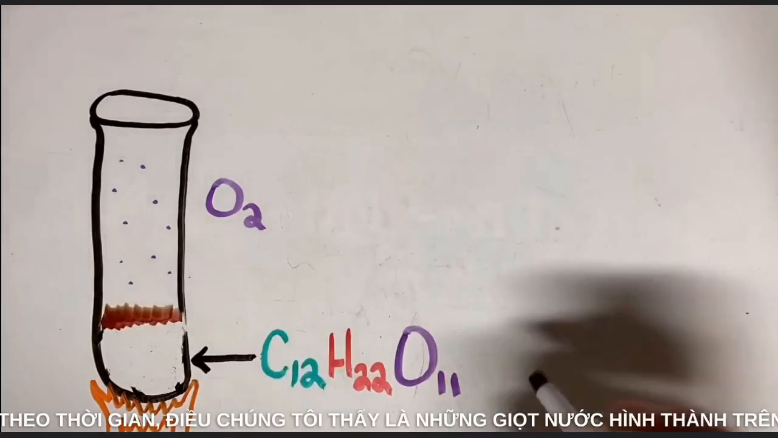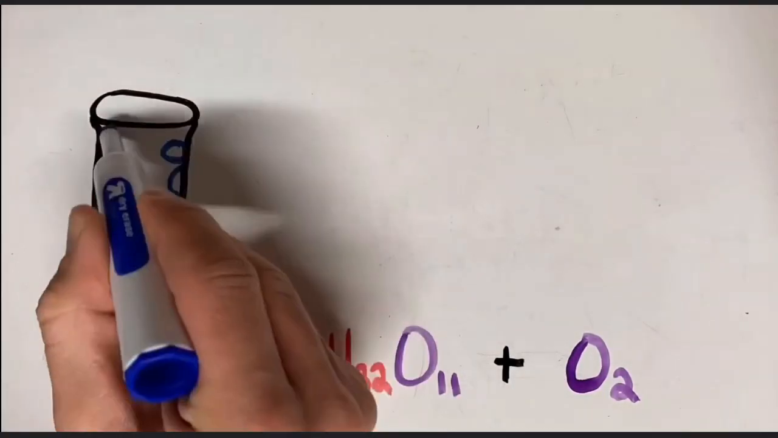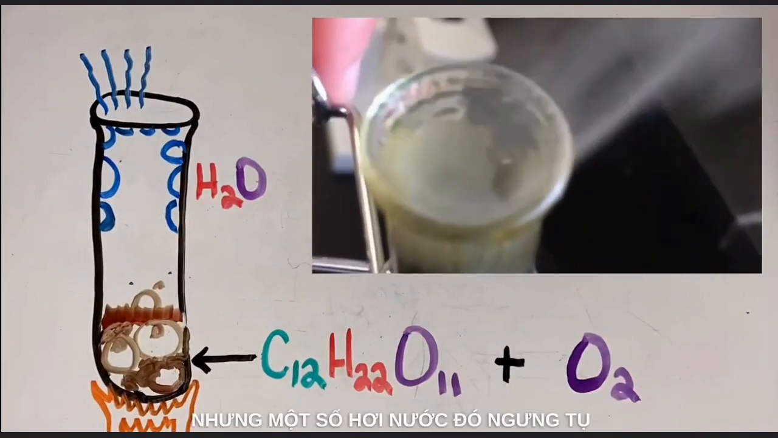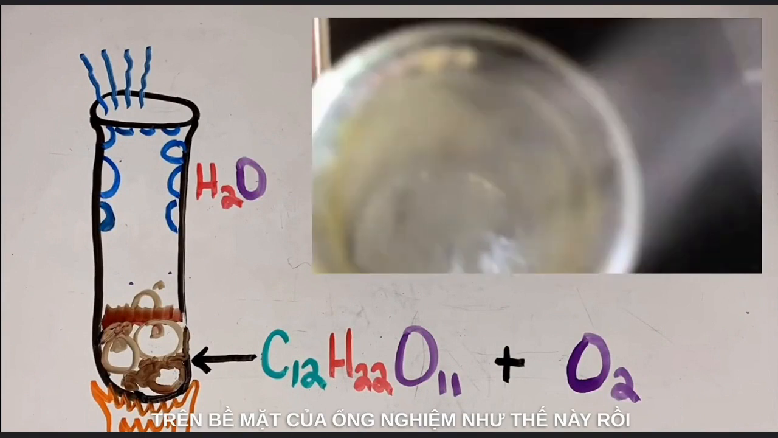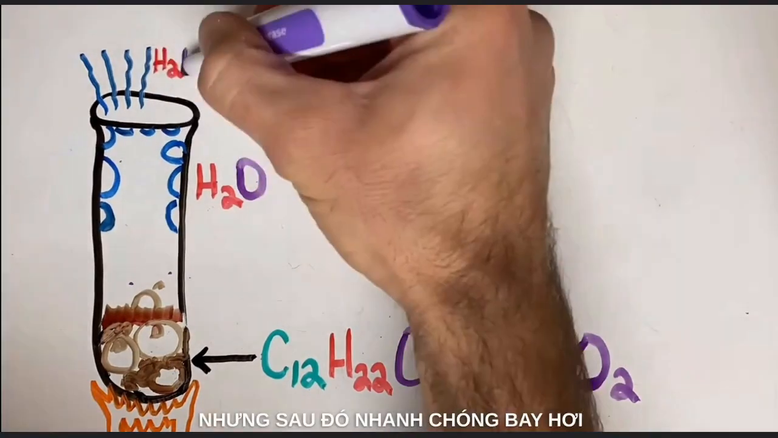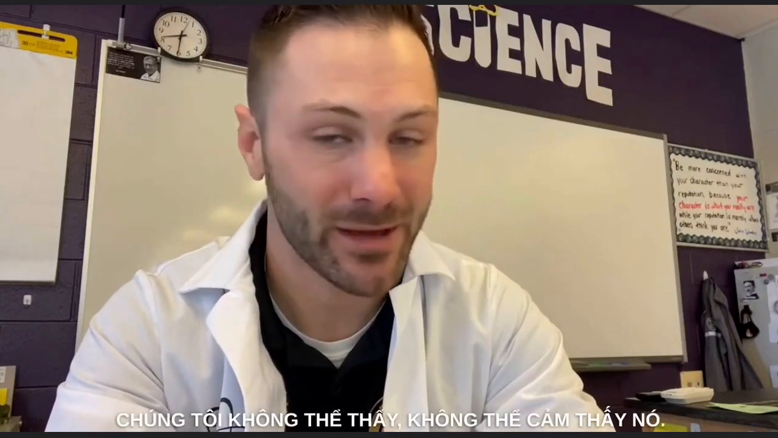Now, over time, what we saw was droplets forming on the edge of the test tube and steam emitting from the top. Well, this is your water. Water vapor mostly, but some of that water vapor condenses on the sides of the test tube as it's traveling upward and turns into steam, but then it quickly evaporates and goes into the atmosphere as water vapor. Water vapor is just vaporized water. It's water in gas form. We can't see it, can't detect it, but it's there in the atmosphere floating around.